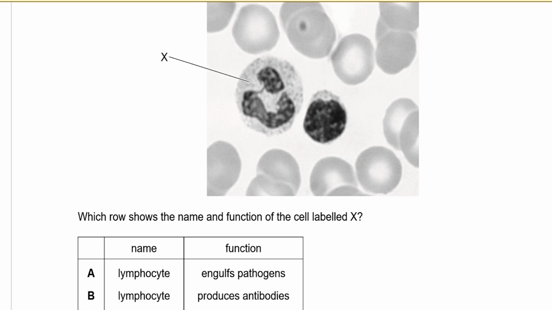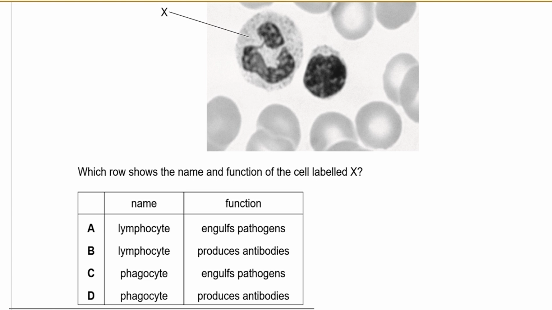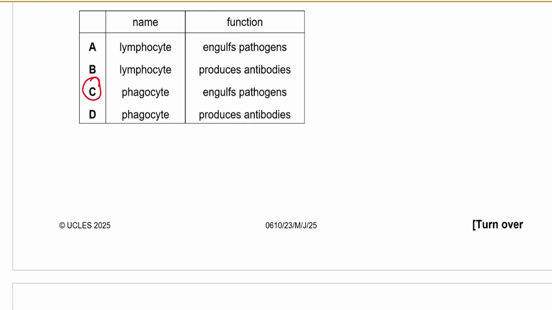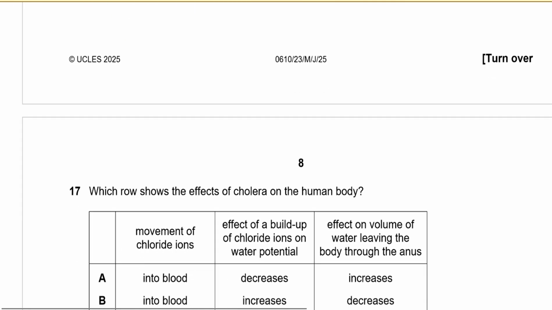So what does a phagocyte do? A phagocyte engulfs pathogens. It engulfs the pathogen and then destroys it. So it will be C over there. Okay, we go to number 17.